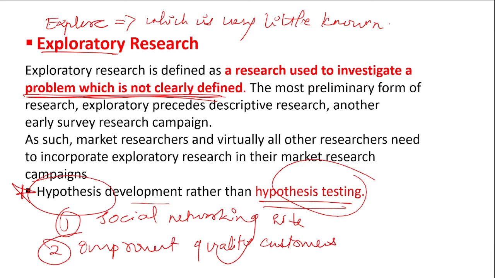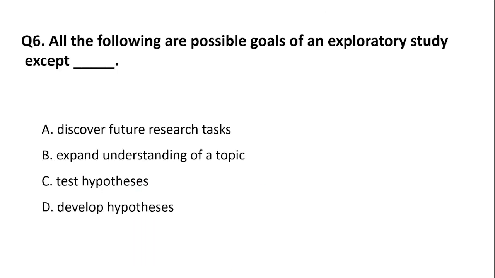Okay, let's move ahead. All the following are possible goals of an exploratory study except. So in this question we have to find which is not the goal of an exploratory research. The word here is except. Your first option is discover future research tasks. In exploratory research, the researcher uses the present information for future tasks, to explore things. That means option A is a goal of exploratory research. Option B, expand understanding of a topic.